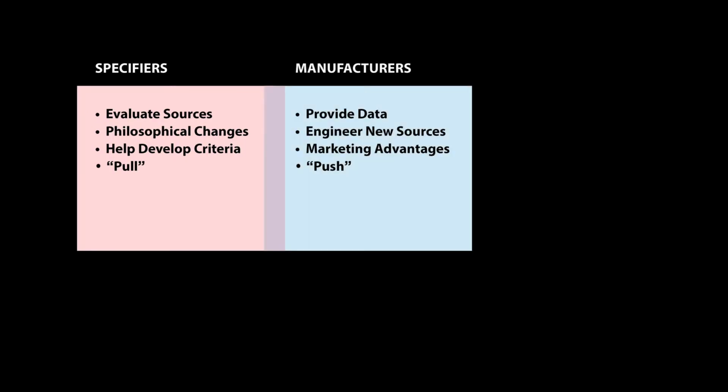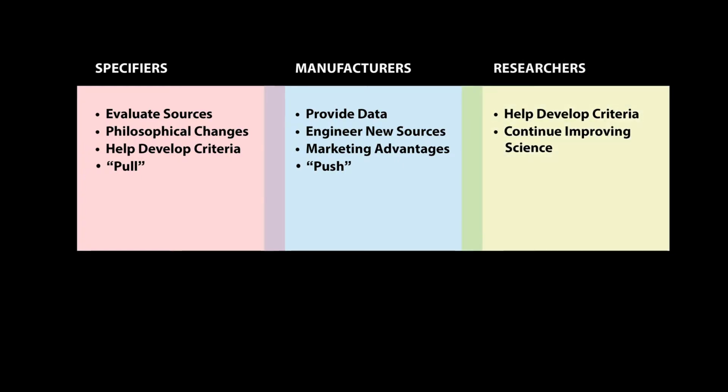TM-30 can be used by specifiers to choose the right light source for an application, by lighting manufacturers to engineer new spectra for their light sources that they're trying to sell. It can be used for research purposes to characterize lighting in different ways and vary the color rendering properties of the light sources so that we can learn what is perhaps the preferred light source for any given application, like an office or a school or a retail application.